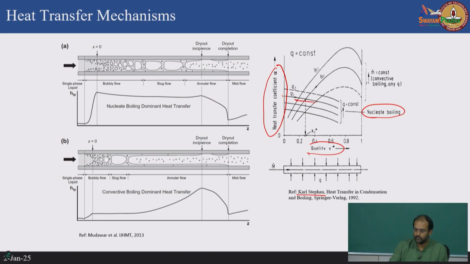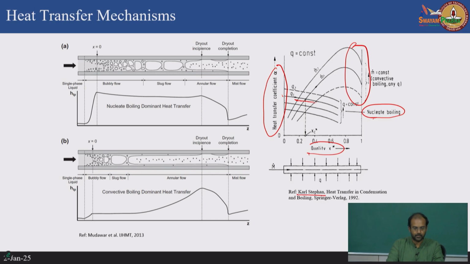So, it is only controlled by the amount of heat flux that you supply, whereas if you look at the convective boiling dominant regime, which is this regime, it is only controlled by the mass flux that you put in, and it is not controlled by the heat flux. So, therefore, as I said before, if you have nucleate boiling dominant regime, it is controlled only by the heat flux, whereas if you have convective boiling dominant regime, it is controlled only by the mass flux.